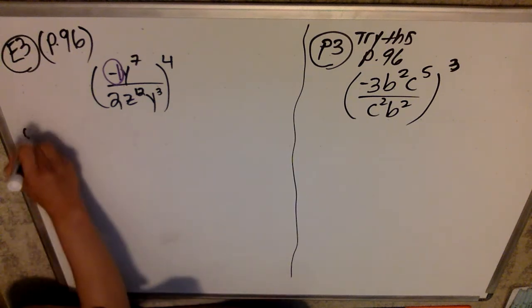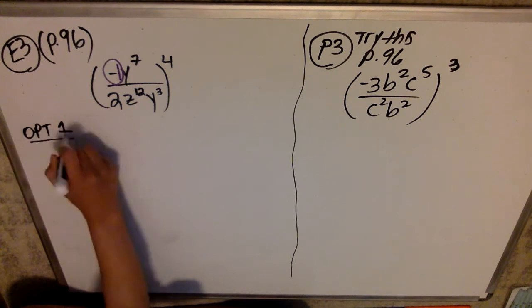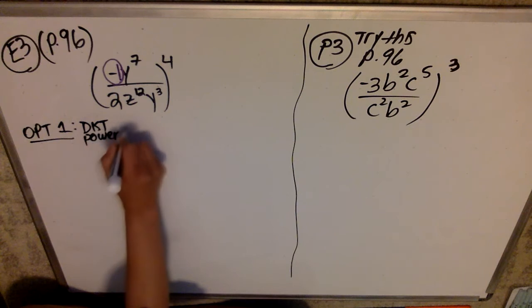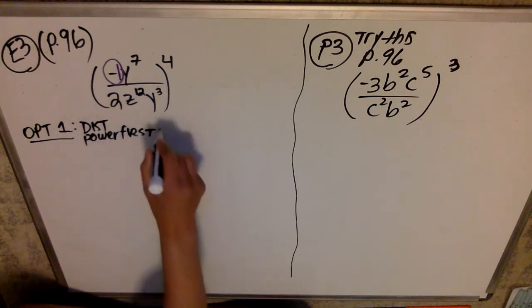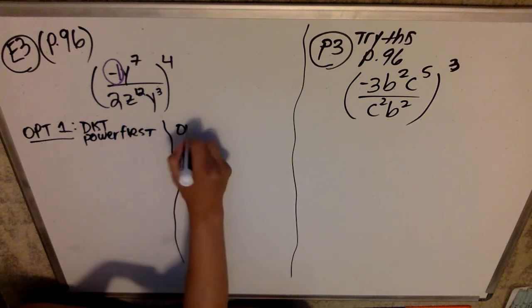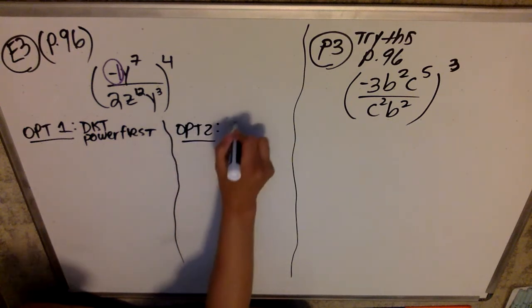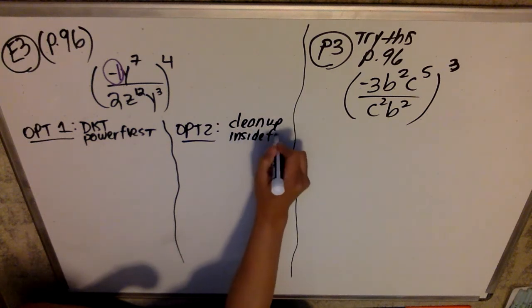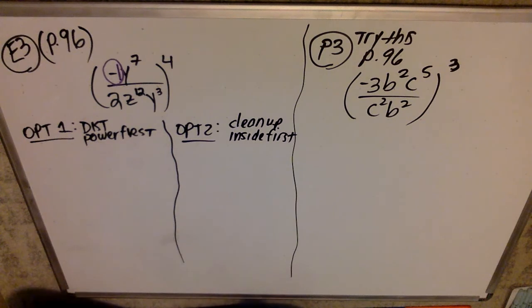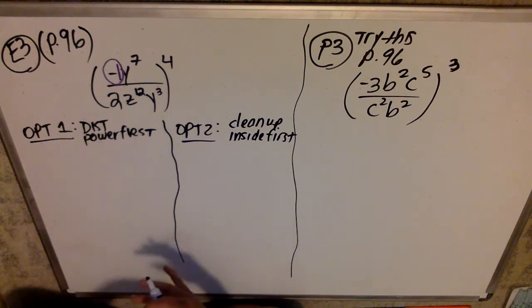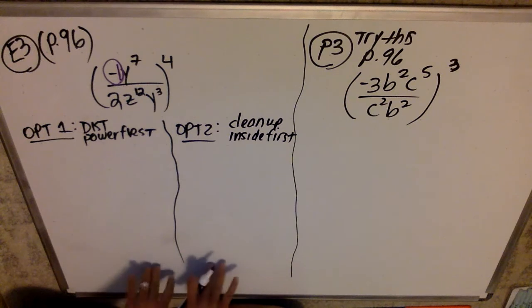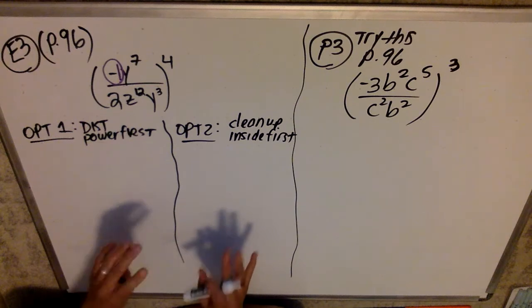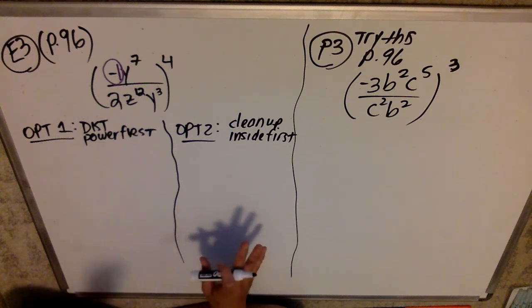So option 1 is to distribute the power first, okay? And option 2, which is going to get us to the same answer, and I don't care which one you pick, and I don't think you should do both of them, option 2 is going to be to clean up the inside first. So it doesn't matter which of these you do, and you're going to get the same answer at the end, and sometimes one of them is slightly easier than the other, but the honest answer is either of these get you to the same spot, and you're going to do the one that feels more comfortable for you. I'm only doing the two options so that you see that there are multiple options.